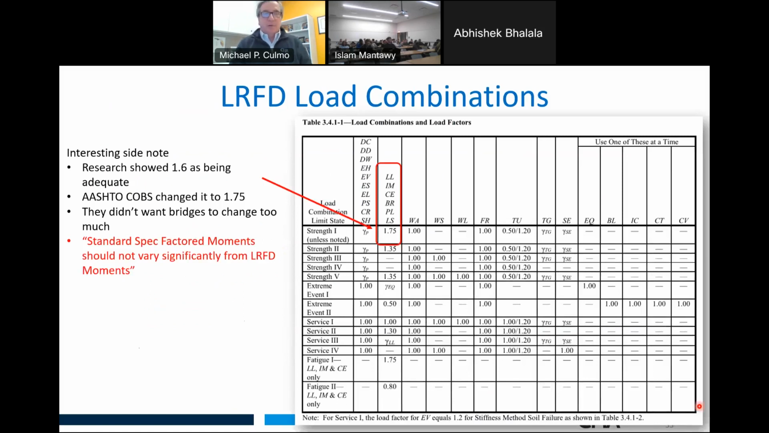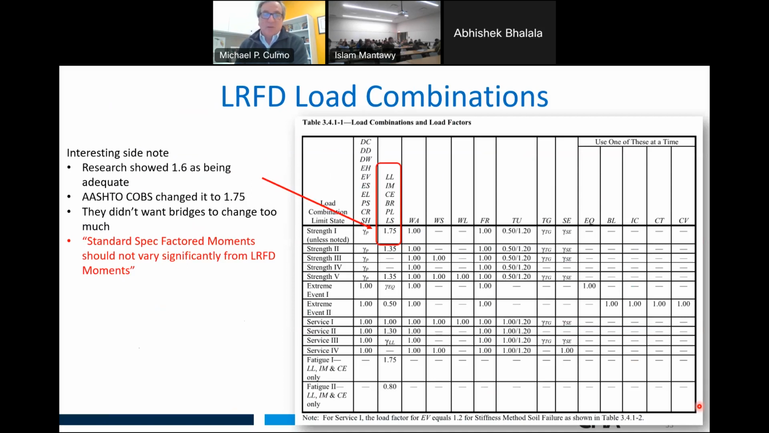Okay, I'll quickly go through the load combinations. And this is a table you'll probably get very familiar with in your class. The first column are a bunch of loads like dead loads, dead load wear and service, things like that. And for dead loads, there's gamma sub p, and there's a separate table with gamma p, which we'll talk about in a minute. But under live load, you'll see for Strength 1, which is the primary load combination for designing a beam for strength, the live load factor is 1.75. The actual research that was done to calibrate the code showed that 1.6, which is consistent with ACI, actually works.